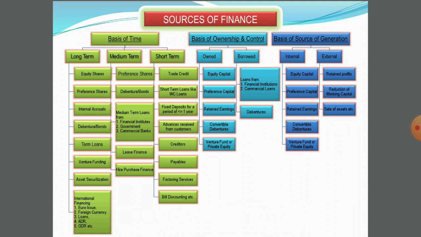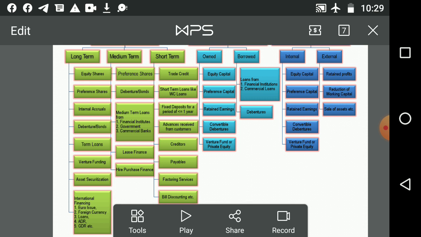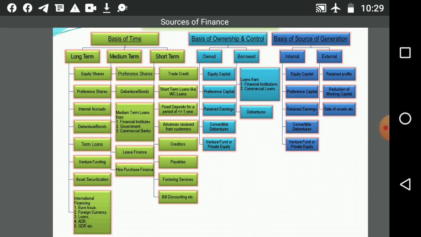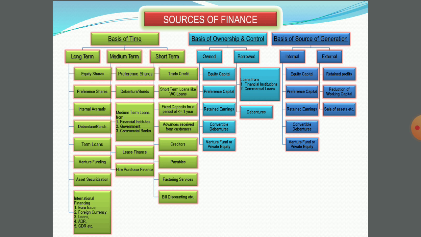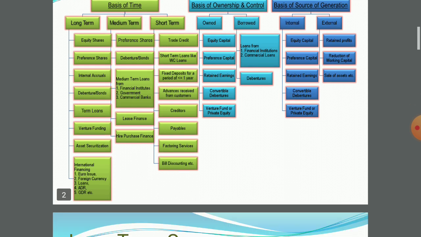For example, under internal source we have retained earnings. Now what are retained earnings? It is the part of profit that is not distributed to investors and is kept with the organization, which is again invested back in the organization. It is known as retained earnings, which creates the internal source of finance. And second is external source. Examples for that are equity shares and preference shares, which are raised from outsiders. So these are three different types of sources of finance.